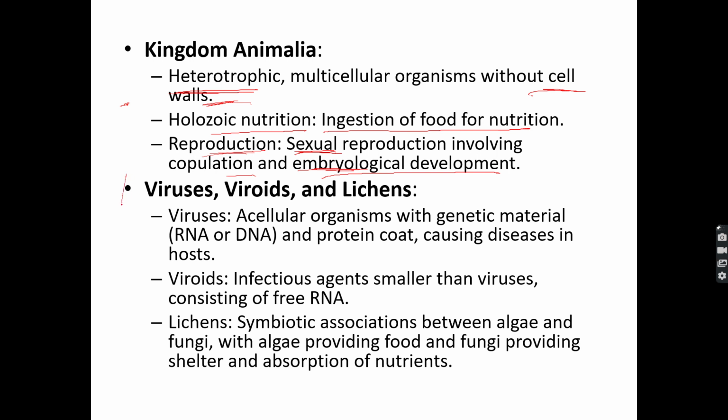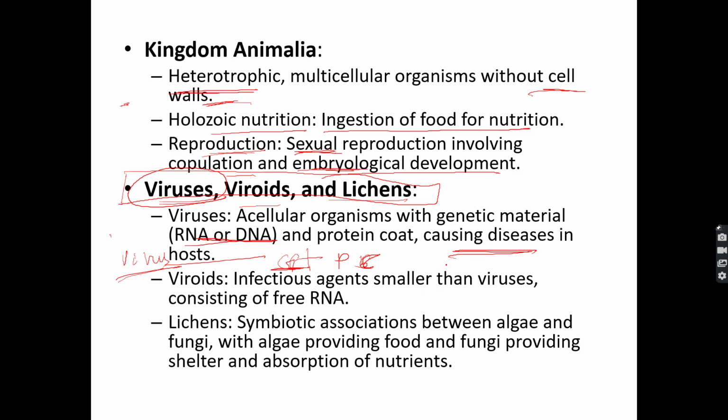Okay, now coming to another group which is different from all these five groups, that is viruses, viroids and lichens. Viruses are known as the intermediate between living and non-living organisms. This is a very important question. Viruses are intermediate between living and non-living organisms. These viruses have two parts. One is the genetic material, and another is the protein body or protein coat, you can say. This genetic material can be RNA or DNA, and these viruses can cause disease.